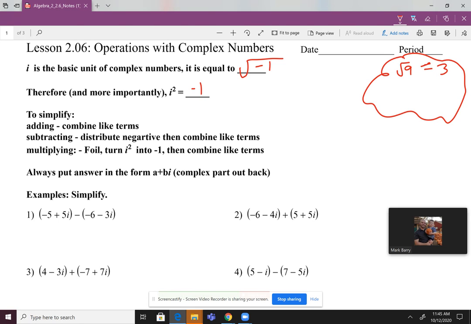So now we're going to do some work with these imaginary numbers, these complex numbers. We're going to be simplifying to start here. So to simplify, we're going to be starting off adding, subtracting, multiplying. We're going to get to dividing on the next page, but this page, we're just going to do adding, subtracting, and multiplying. So adding, you're just going to combine like terms. It's actually really easy. Adding is just combining like terms, just like we've always done. Subtracting, I think, is also going to be fairly easy. We have to distribute a negative and then we have to combine like terms.